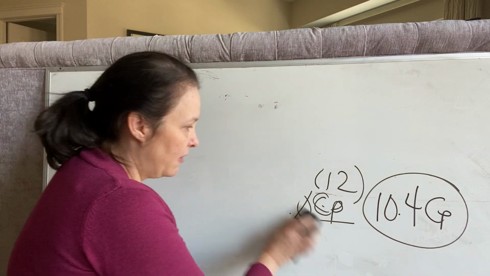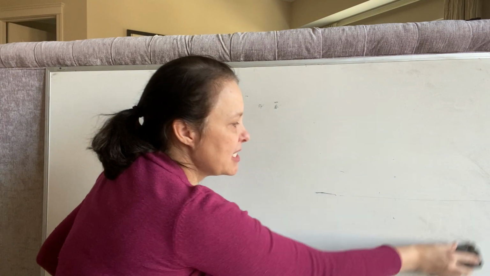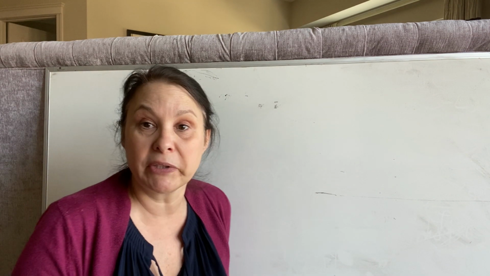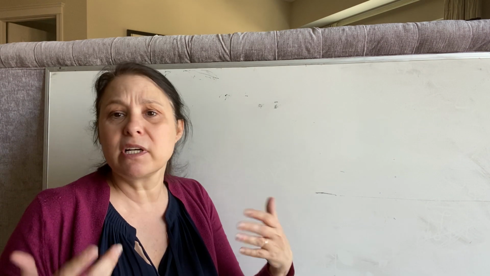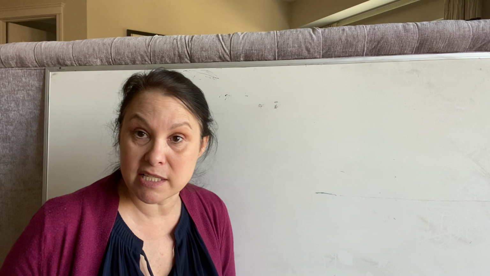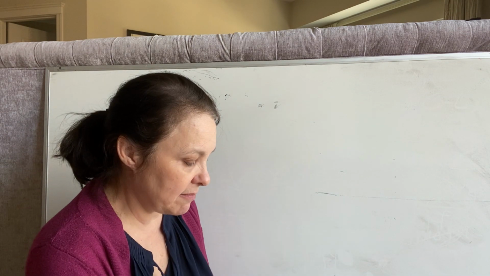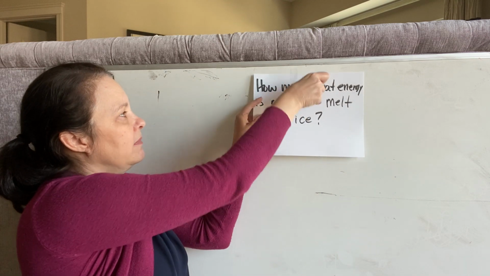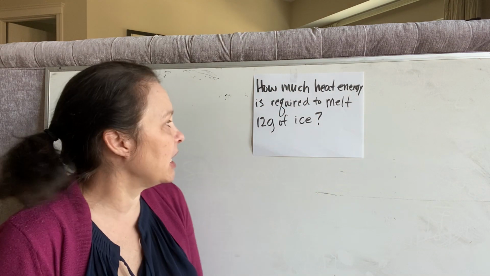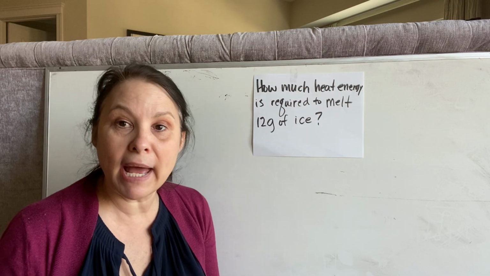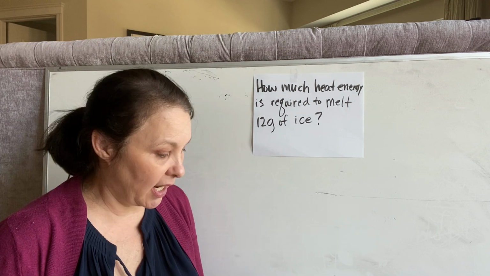So remember, that formula, Q equals mCp delta T, focuses on warming something up or cooling something off, changing the temperature, but not trying to melt it or vaporize it. So what if we are trying to melt or vaporize something? It takes heat to do that. So let's do one of these problems. How much heat energy is required to melt 12 grams of ice?